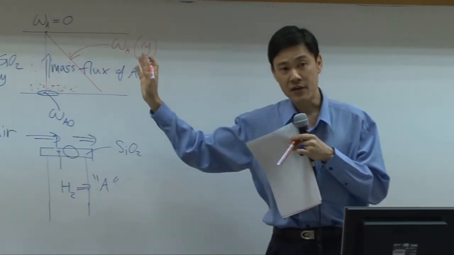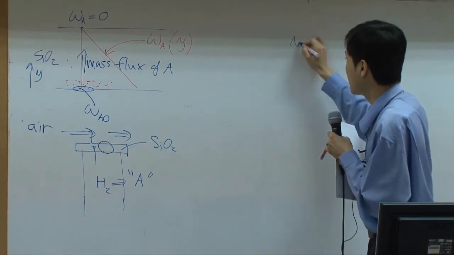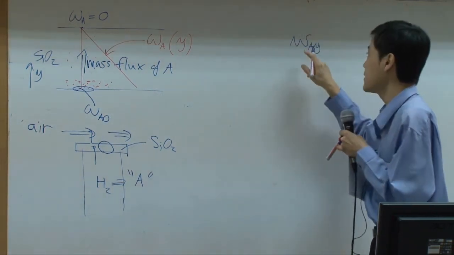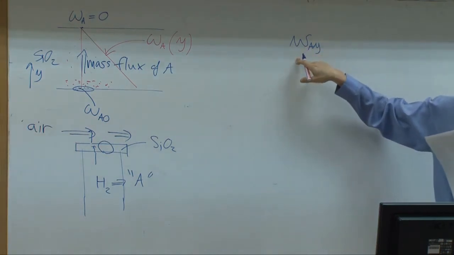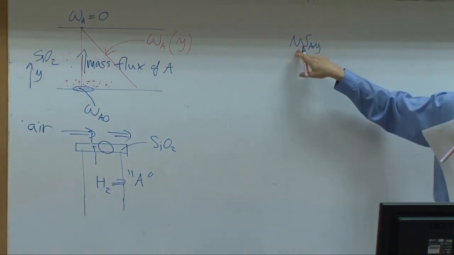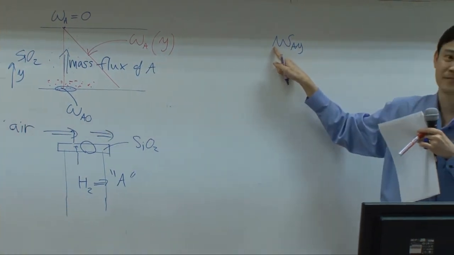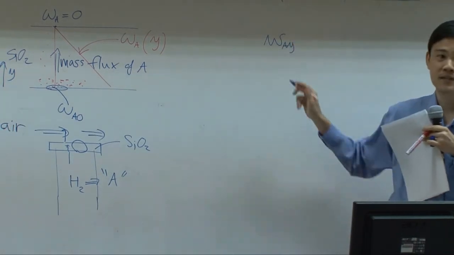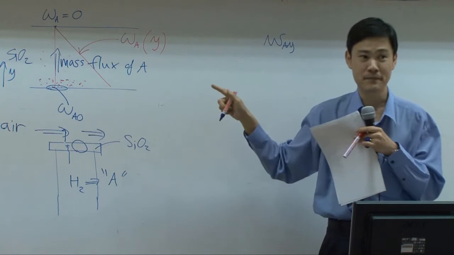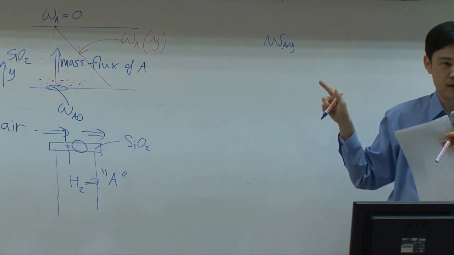Any question for the moment? No? Now, the flux of A here that's going in positive y direction can be represented by W_Ay. W_Ay is the flow rate, mass flow rate of A in y direction. This is W, this is omega. It's different. See here and there? This is W. This is omega. Omega represents mass fraction. W is mass flow rate. Okay?